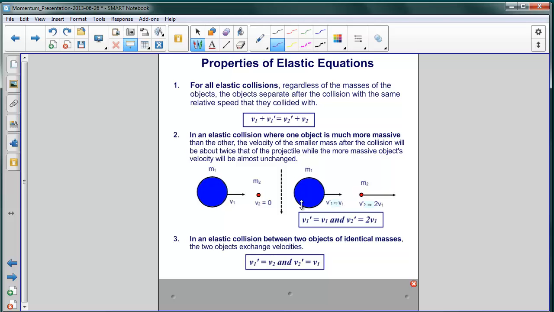So although the derivation of an elastic collision is much more complicated than that of an inelastic collision, the equations that you can work with to find out what happens afterwards are very, very simple.